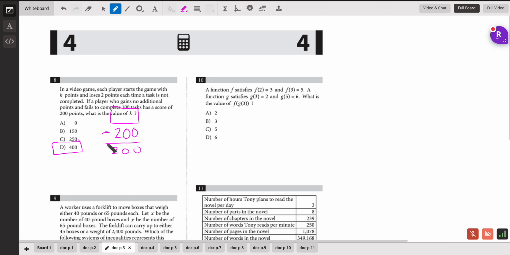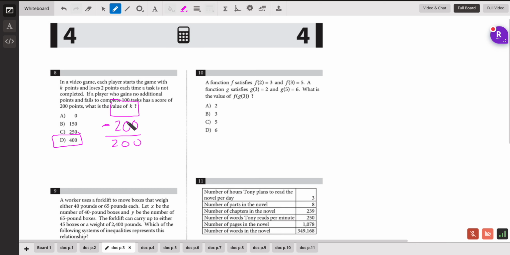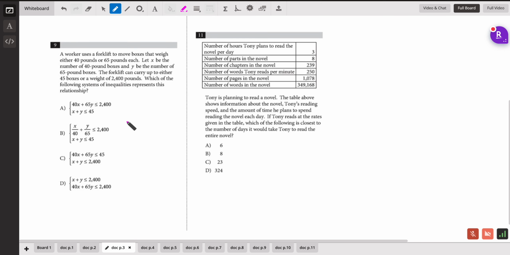It's D, 400. So I'm sure there's an equation that you could write out here, but you really don't need to. You can just use your logic, where we know that 400 minus 200 equals 200. So sometimes they're a little bit simpler than we make it out to be.